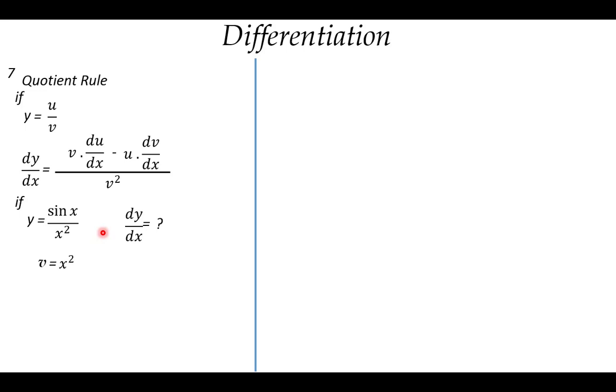Okay, then we also have that, based on that, dv/dx will be equal to 2x, based on the second rule of differentiation. The dv/dx will be equal to 2x, and then u in this case is going to be equal to sine x, so that du/dx will be equal to cos x, based on rule 3.